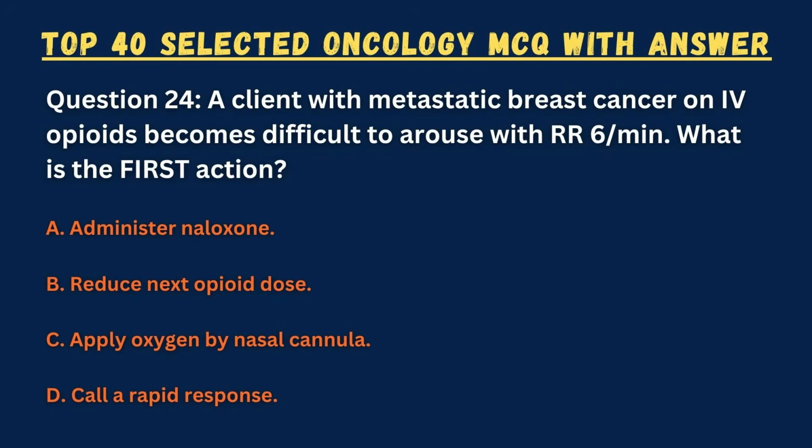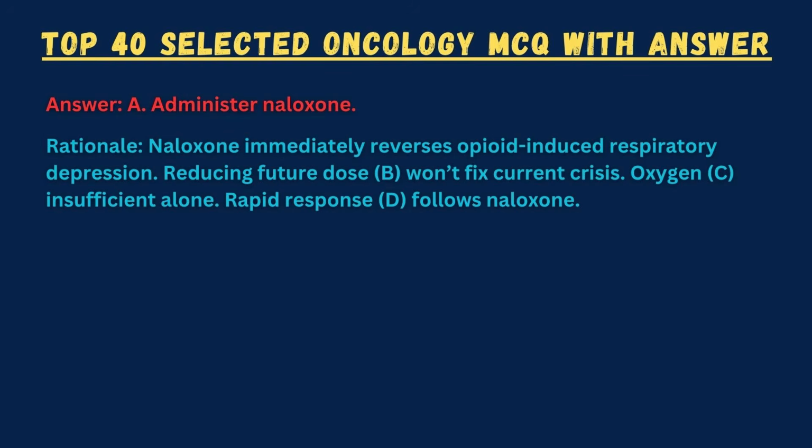Question 24. A client with metastatic breast cancer on IV opioids becomes difficult to arouse with respiratory rate 6 per minute. What is the first action? A. Administer naloxone. B. Reduce next opioid dose. C. Apply oxygen by nasal cannula. D. Call a rapid response. Answer. A. Administer naloxone. Rationale.